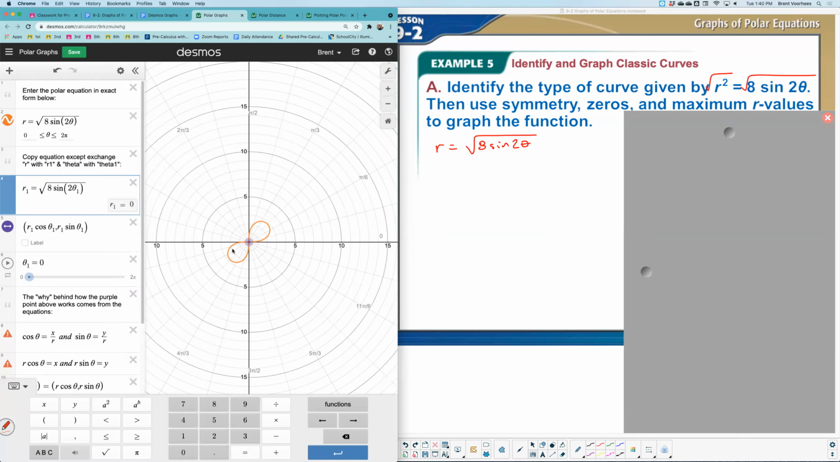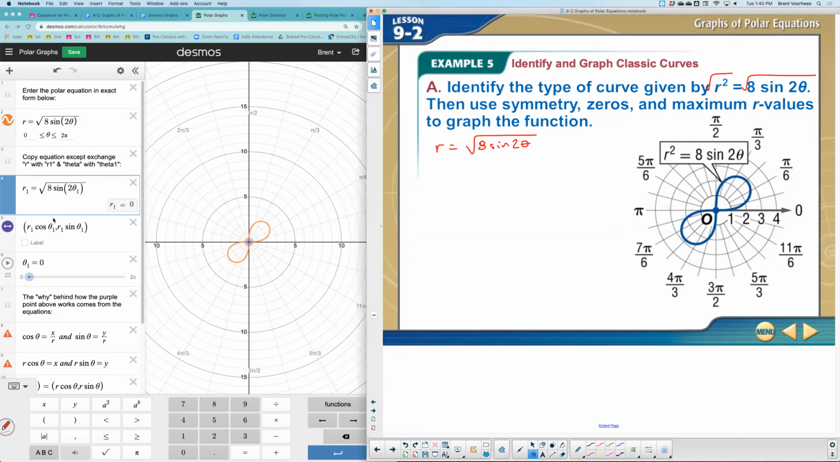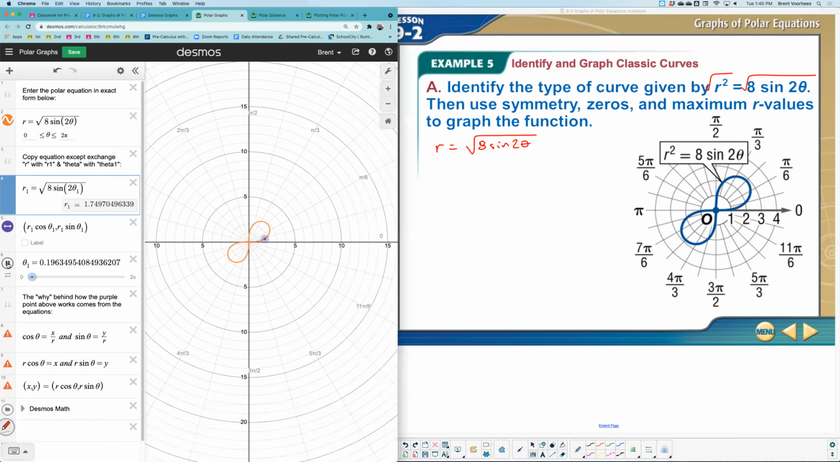So now we have what's called a lemniscate. Now the values are a little bit different. They're not quite as easy. It's not going to go out to 8. It's actually going to go out to the square root of 8. So the farthest this graph will travel out is technically 2 square roots of 2 if you simplified the square root of 8. That point right there would be 2 square roots of 2 away.